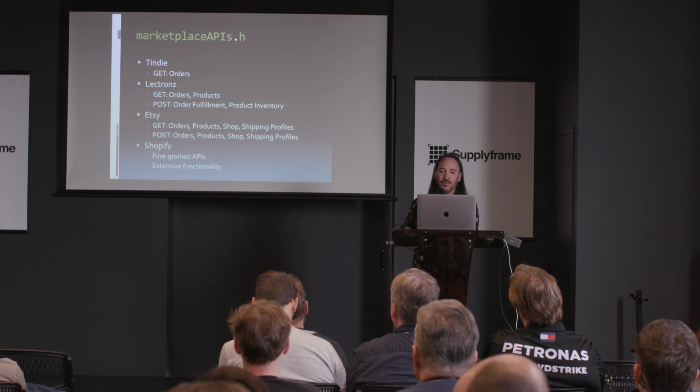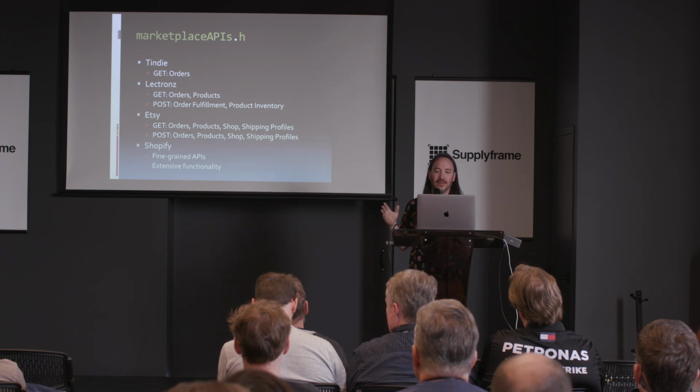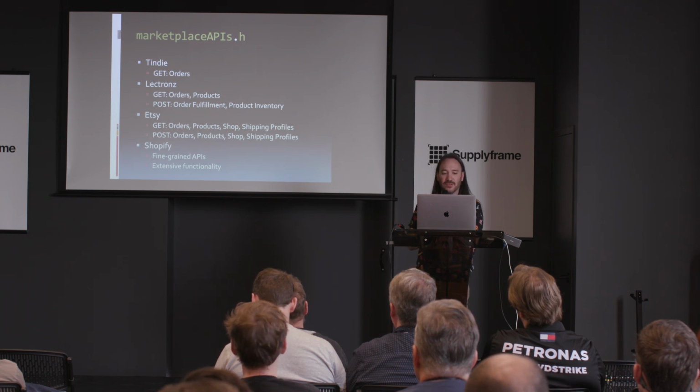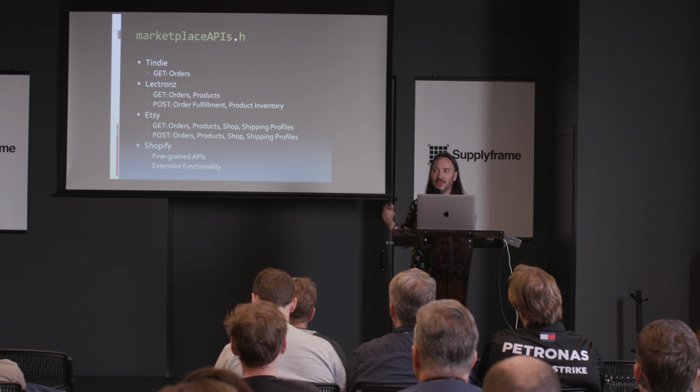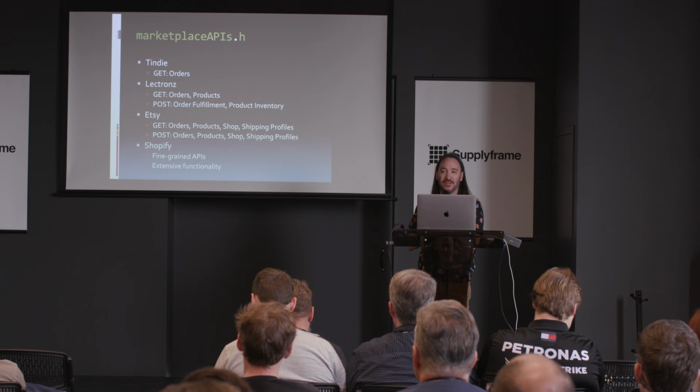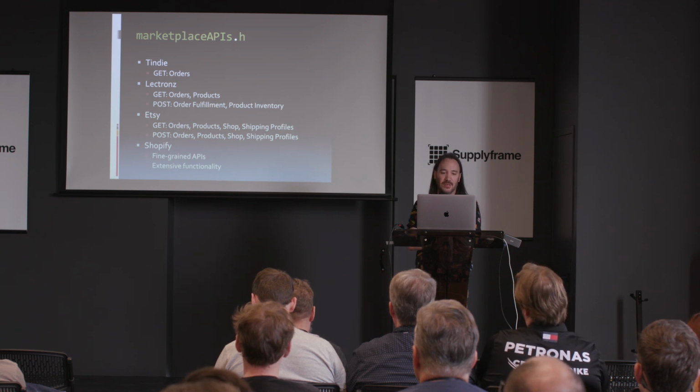So the different marketplaces offer different levels of API scope. With Tindie, you can only get your orders. Lectrons, which is a Tindie clone, it looks like, you can get your orders, but also your products. You can post your order fulfillment, so that tracking number you can update via API, and the product inventory you can also update on Lectrons.